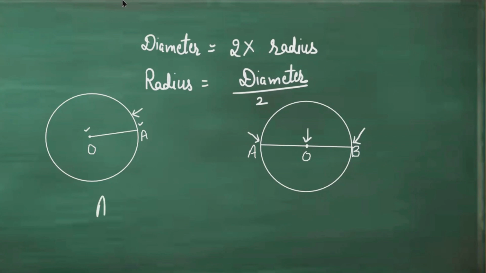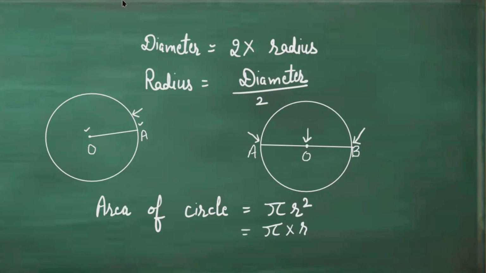Now, what is the formula for the area of a circle? Area of circle is equal to pi r square, where r square means r into r. Now, what is the value of pi? Pi can be written as 22/7, or pi can be written as 3.14. Now, where to use 3.14 and where to use pi equals 22/7, the radius will decide.